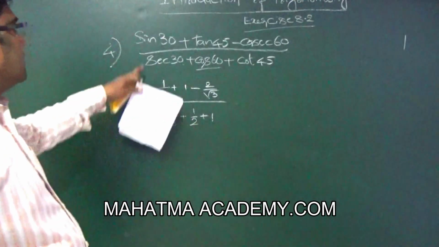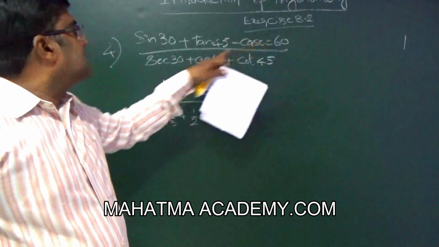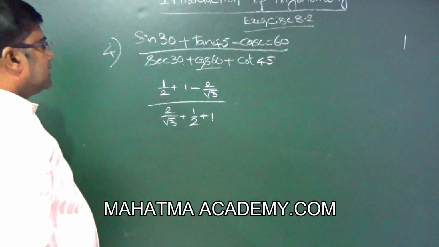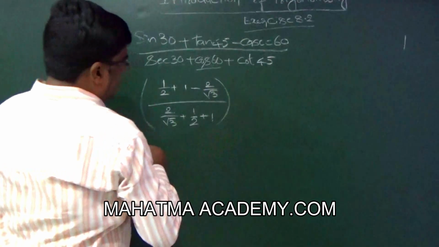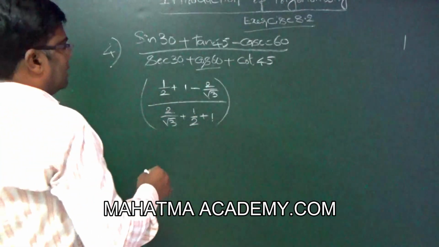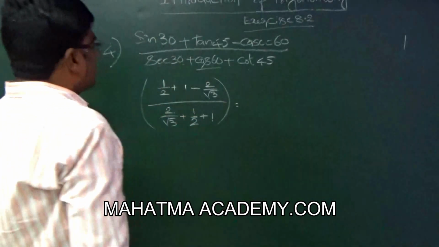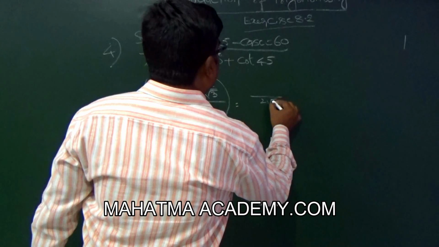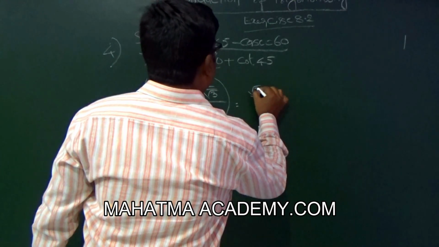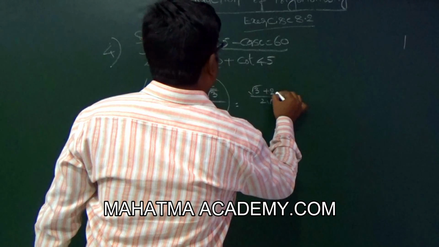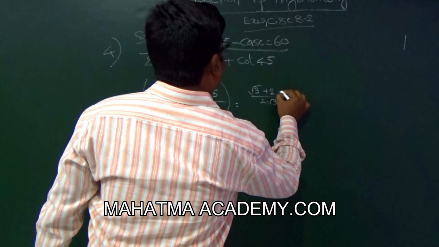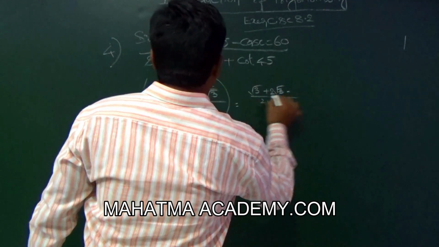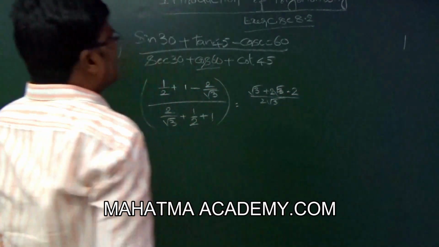Substitute sin 30, tan 45, cosec 60, secant 30, cos 60 and cot 45 in the above equation. This we will get. Now simplify this equation. LCM is 2 root 3. Here root 3 plus 2 plus 2, and 2 root 3 minus 2. This is the numerator.